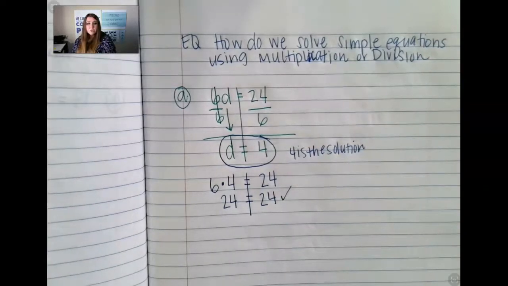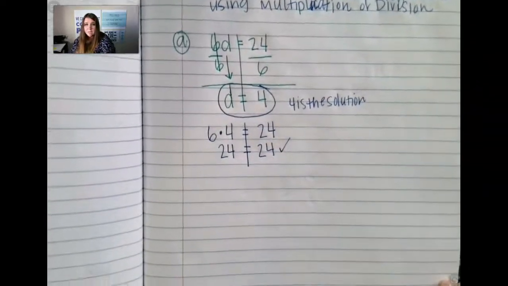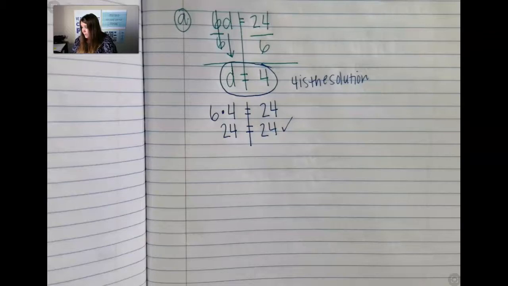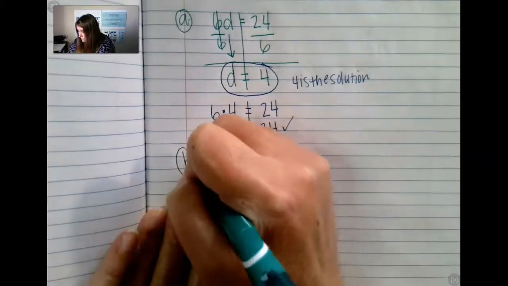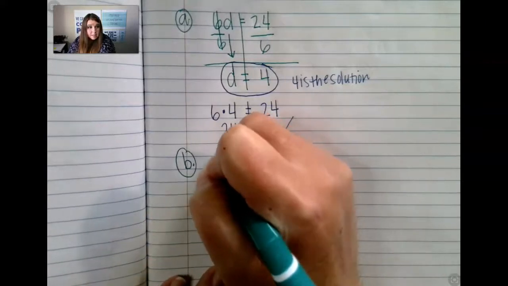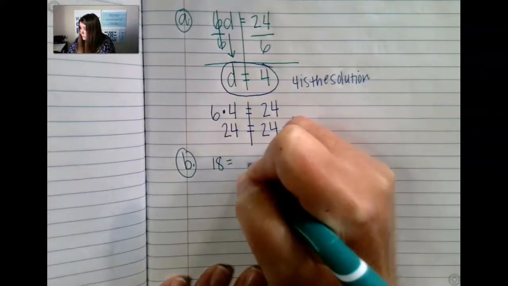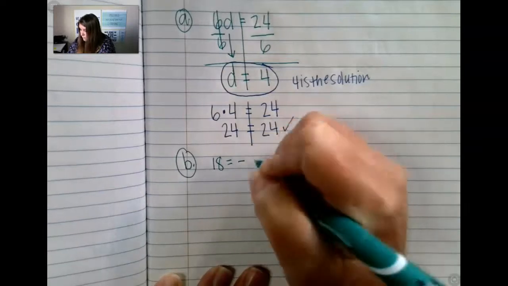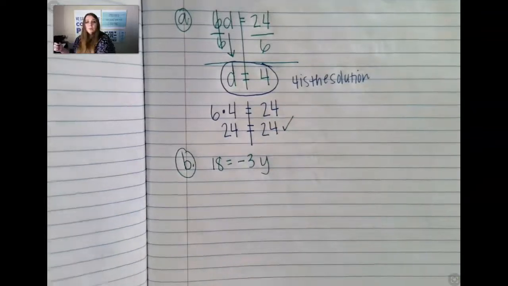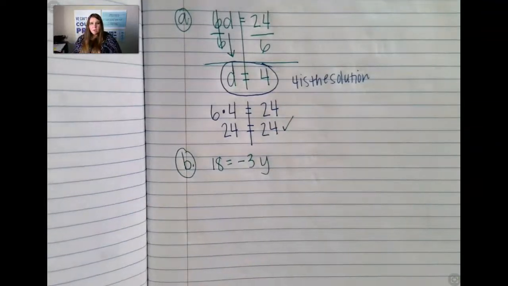Okay, let's do another multiplication one. And this time we're going to do one that has a negative in it. So we're going to look at some integers here. Okay, so in this next one, we are going to say that 18 equals negative 3y. So 18 equals negative 3y.